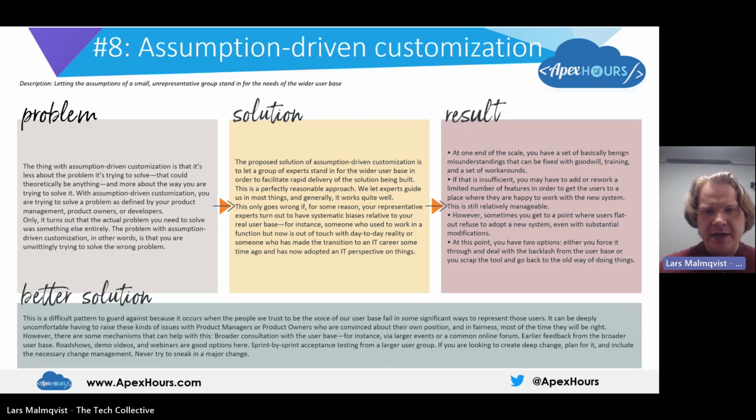So, in conclusion, assumption-driven customization is a perilous anti-pattern, right? It can lead to a product failing if it doesn't resonate sufficiently with users or meet their needs. So, it is worth investing some time and effort into getting more diverse user feedback, doing more regular user testing, and continually reassessing the product direction to avoid falling into this kind of trap.